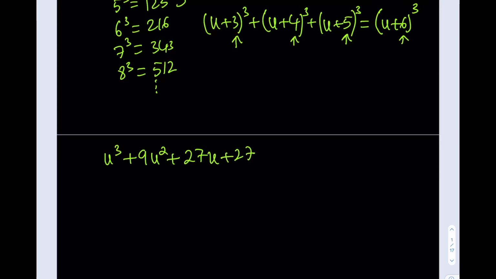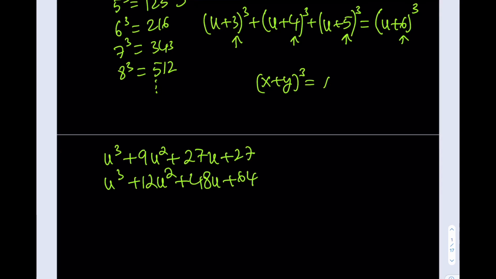And (u+4)^3 is going to be u^3 + 12u^2 + 48u + 64. And by the way, I just want to quickly take note so that you know what I'm talking about. I'm going to write down the formula for (x+y)^3. For your reference, (x+y)^3 is equal to that, and I'm using that formula right now. Okay, awesome.